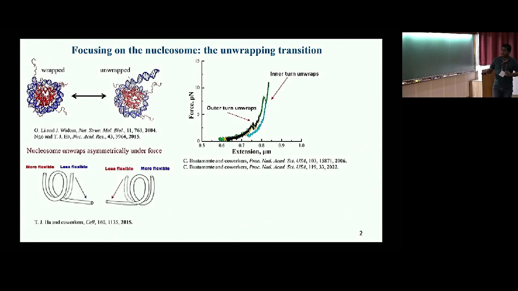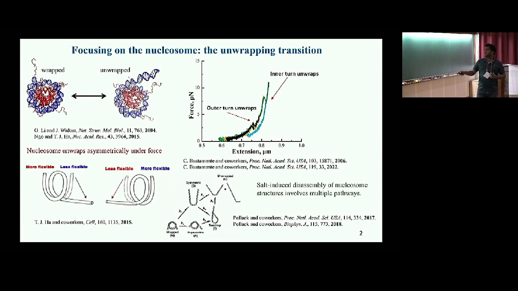And there was another very interesting work from Taekjip Ha's group, where they pointed out that this unwrapping that you see under force is in fact asymmetric. For example, if I have a DNA sequence like this, where one of the ends is more flexible as opposed to the other, it's actually the stiffer end that comes out first, because it is not really able to accommodate that turn.